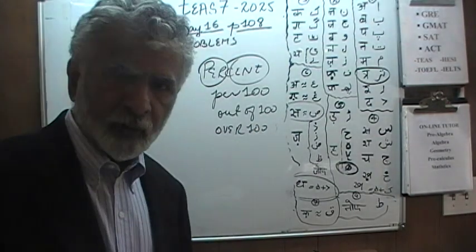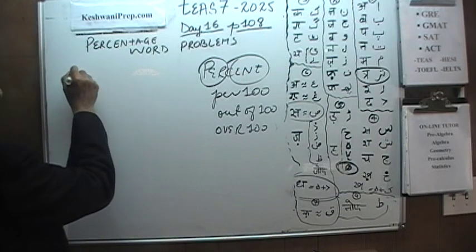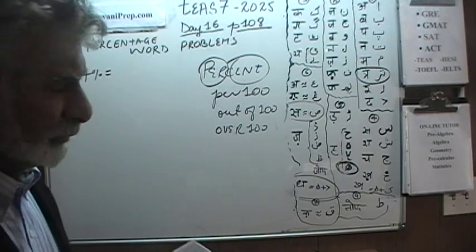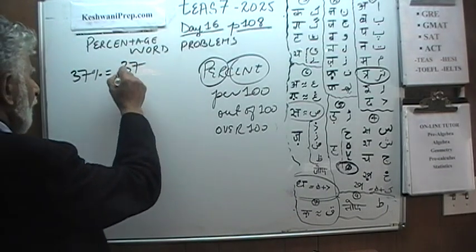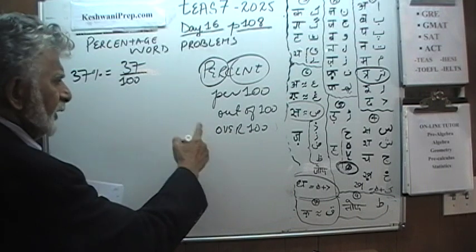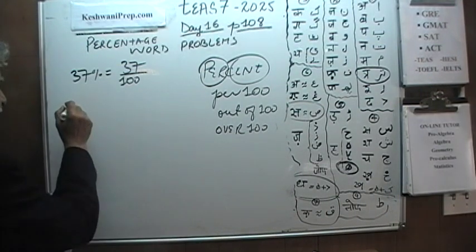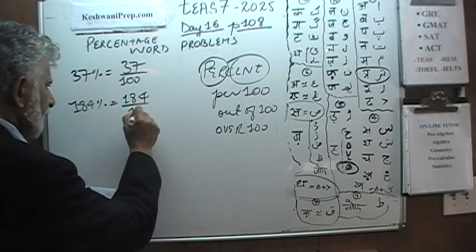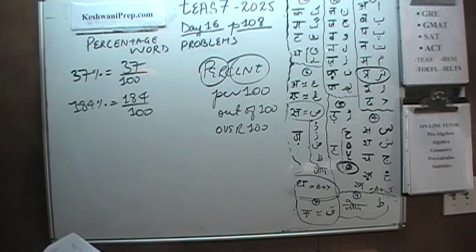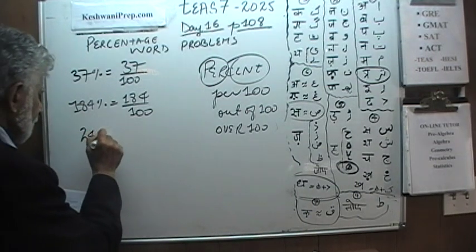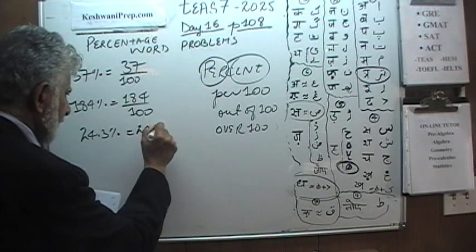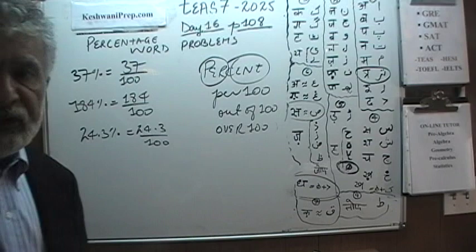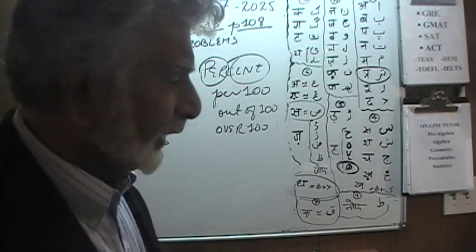We know it already. For example, if we are told 37%, what does 37% look like when you express it as a fraction? Well, simply 37 out of 100, 37 over 100. 184% would simply be 184 out of 100, and so on and so forth. For example, 24.3% is just 24.3 out of 100. Whatever percentages are, it simply means whatever number they give you is out of 100.